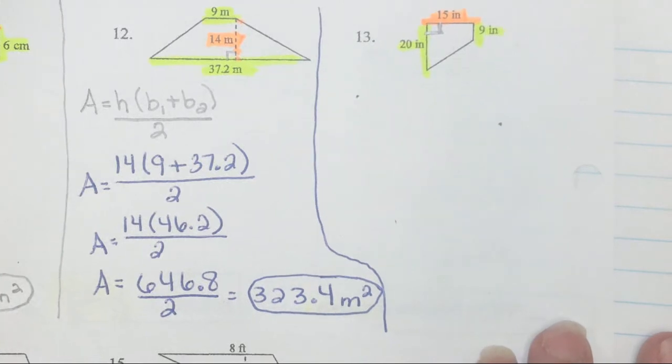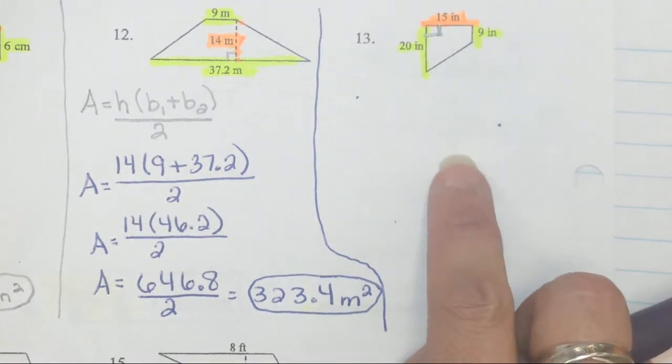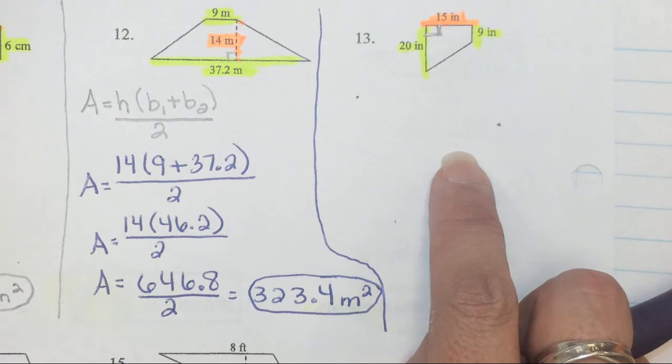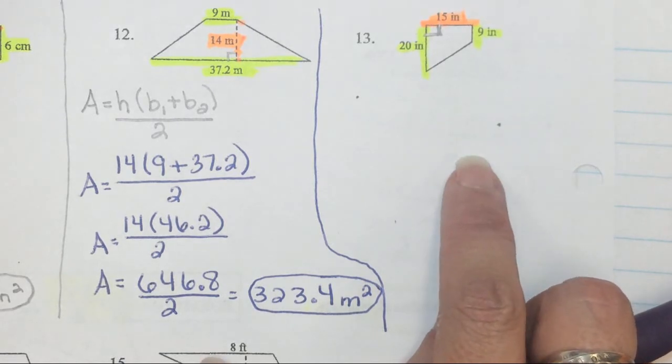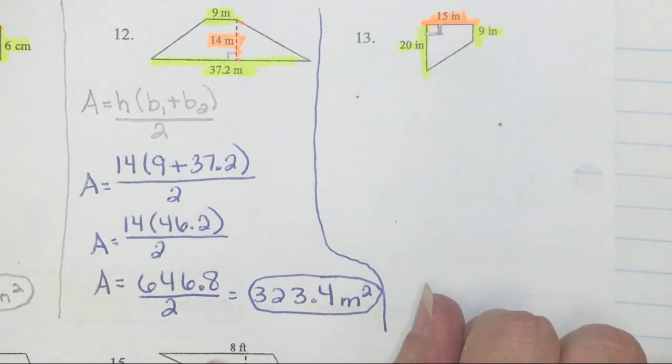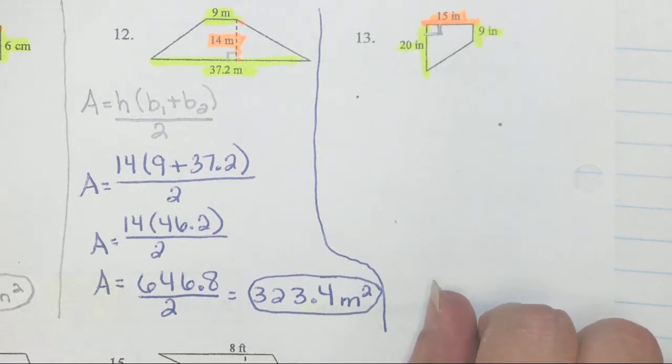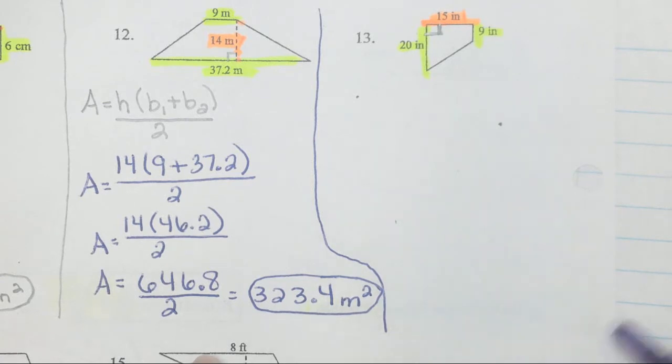Trapezoids feeling any better? Try 13. They were easy for me. Try 13, and then I will compare mine to yours. I'll show you that one. Give me just a second. Please be doing 13.